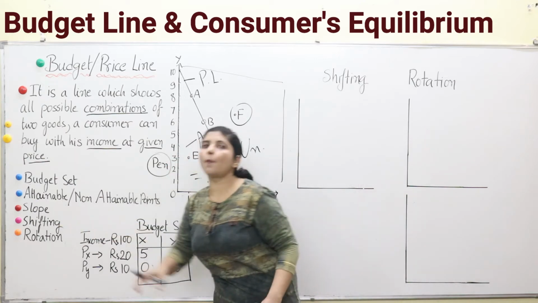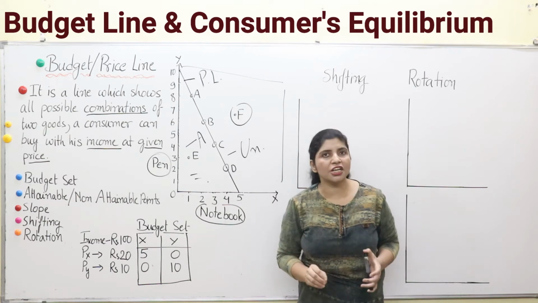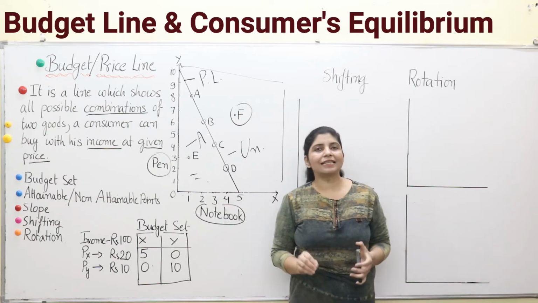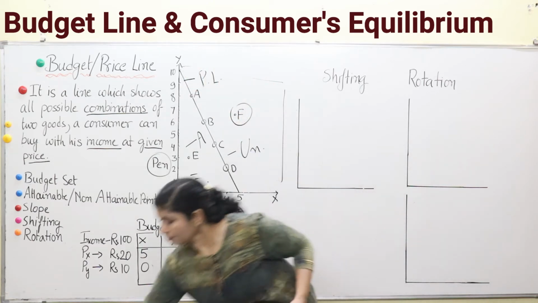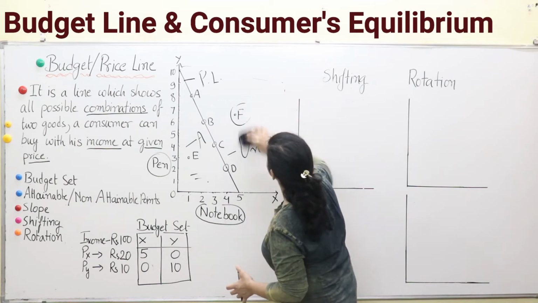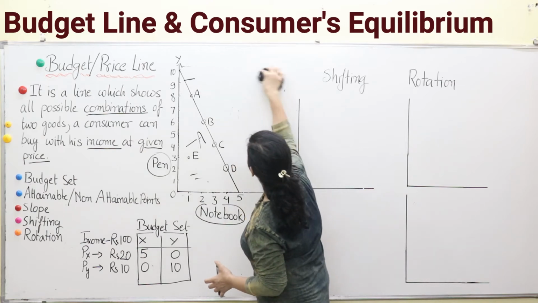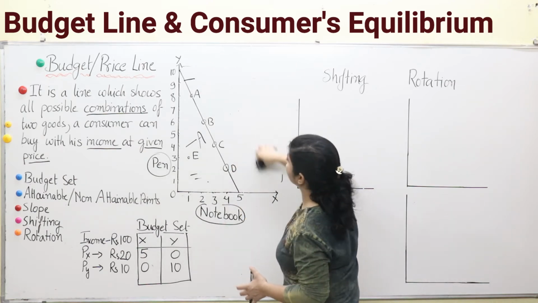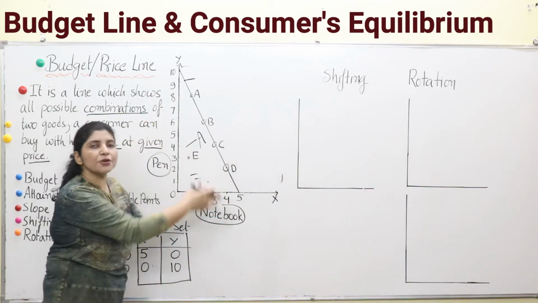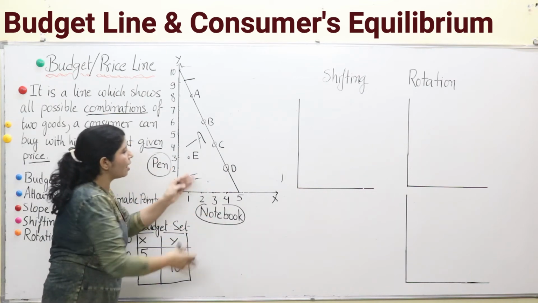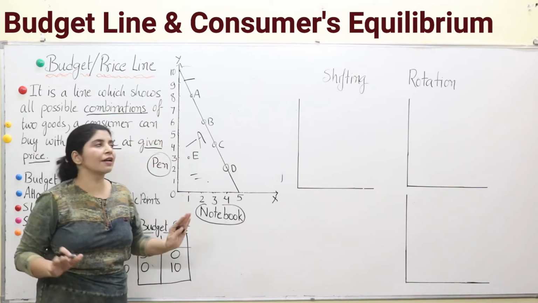Then what is the slope of a budget line or the price line? That is simply the exchange ratio, like your marginal rate of substitution or MRS, right? So what is your exchange ratio? That means the rate at which you can exchange your Y commodity or X commodity with another commodity. So here, if we want to get one more unit of X commodity, how many units of Y commodity we have to sacrifice? That is simply your exchange rate.